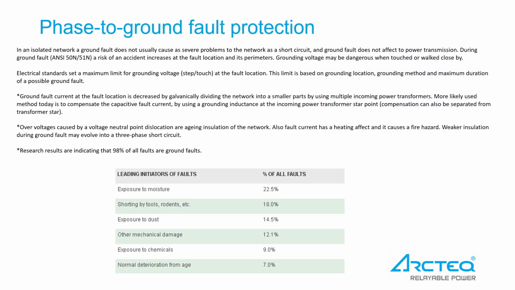Ground fault current at the fault location is decreased by galvanically dividing the network into smaller parts by using multiple incoming power transformers. A more likely used method today is to compensate the capacitive fault current by using a grounding inductance at the incoming power transformer star point. But notice that compensation can also be separated from the transformer star.